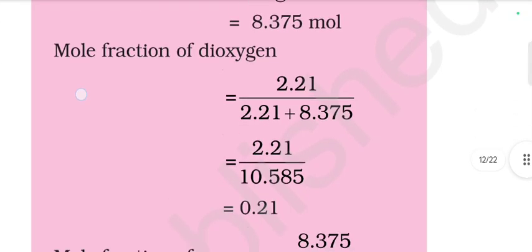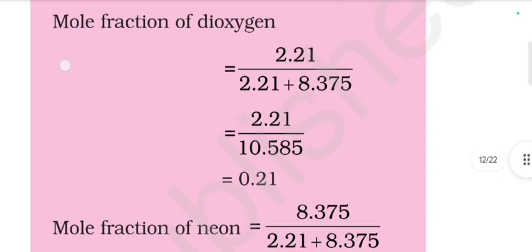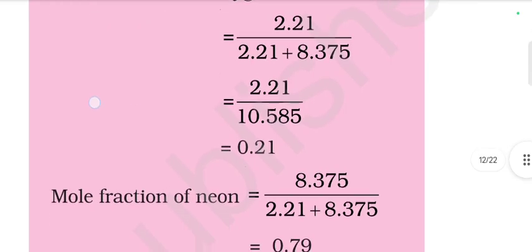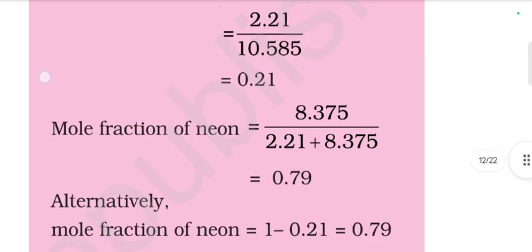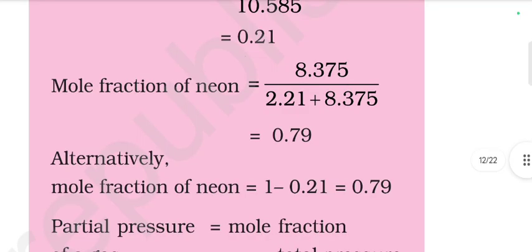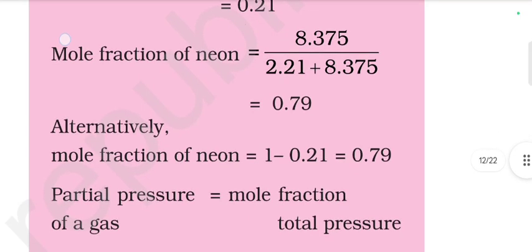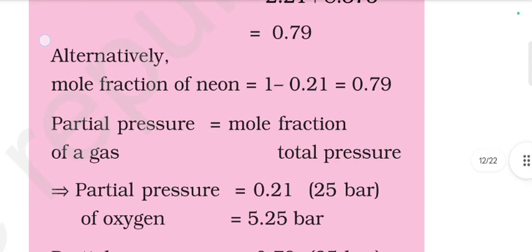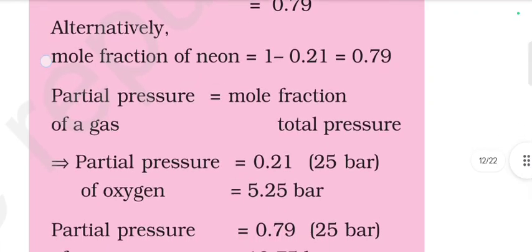Mole fraction of dioxygen is equal to 2.21 upon 2.21 plus 8.375, which is equal to 2.21 upon 10.585, which is equal to 0.21. Mole fraction of neon is equal to 8.375 upon 2.21 plus 8.375, which is equal to 0.79. Alternatively, mole fraction of neon is equal to 1 minus 0.21, which is equal to 0.79.